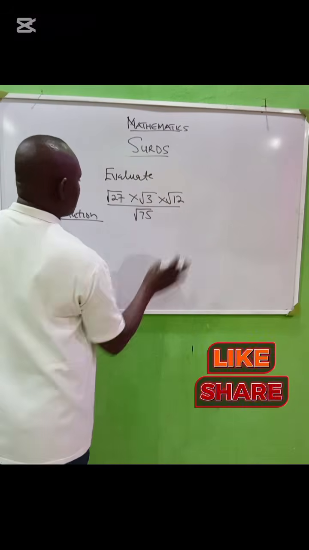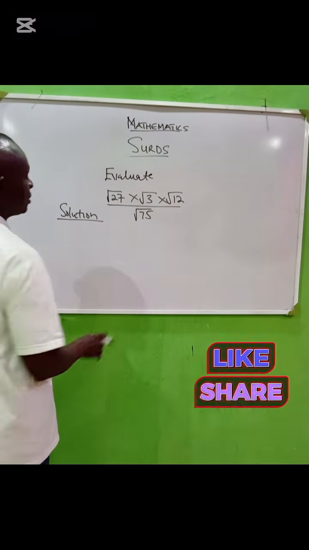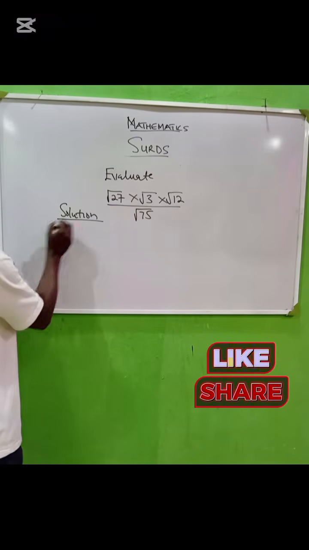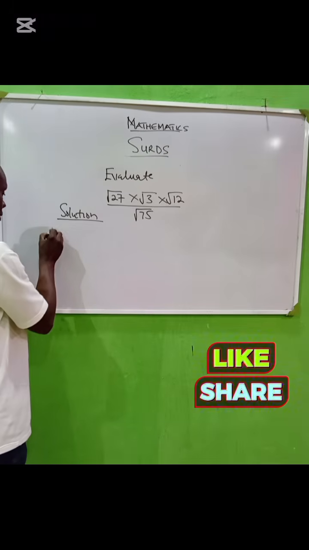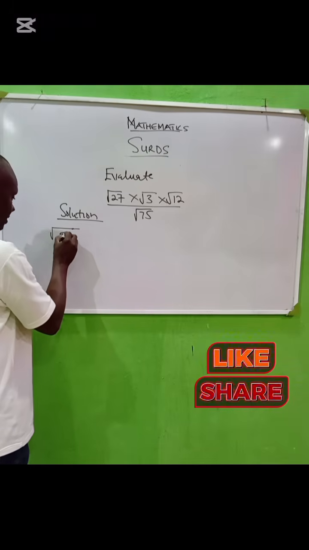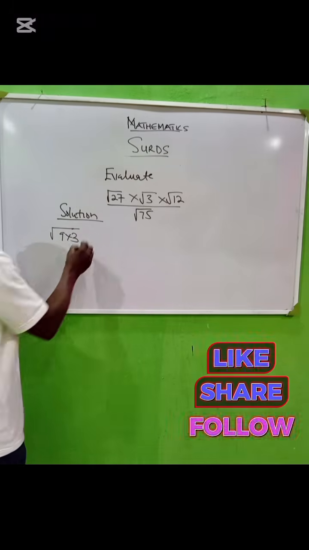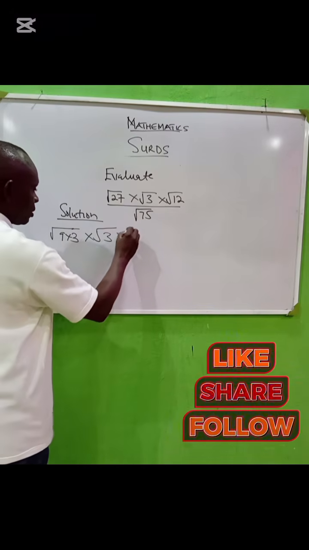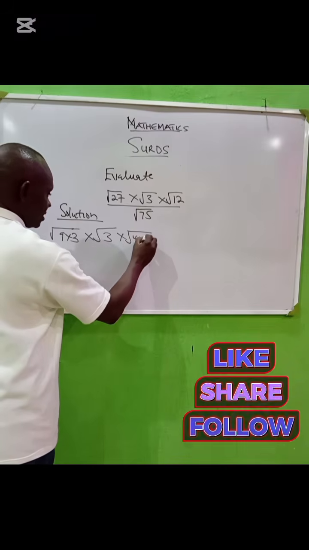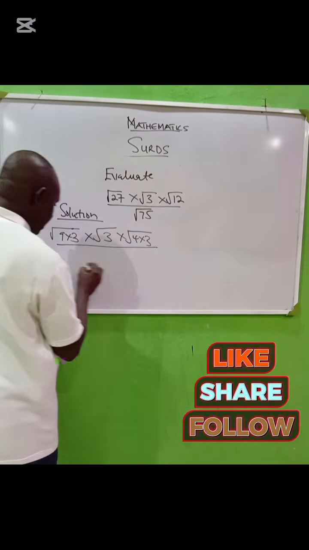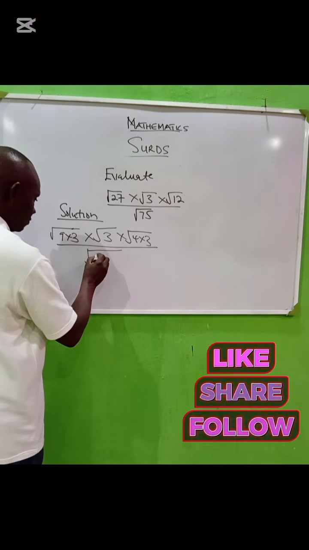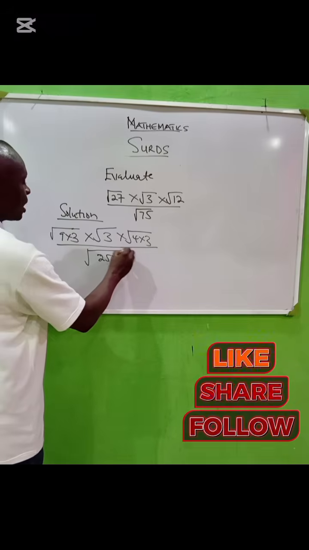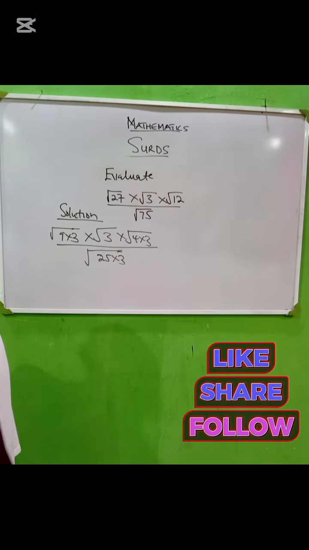All this is already in square root of 3, so we leave it that way. Then we break down square root of 75. Let's see what we can obtain. So the square root of 27 can be written as the square root of 9 times 3, times the square root of 3 times the square root of 4 times 3, all divided by the square root of 25 times 3. And 25 times 3 is 75.